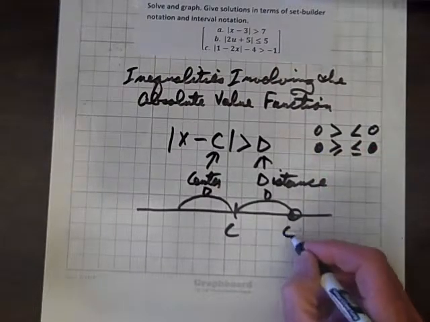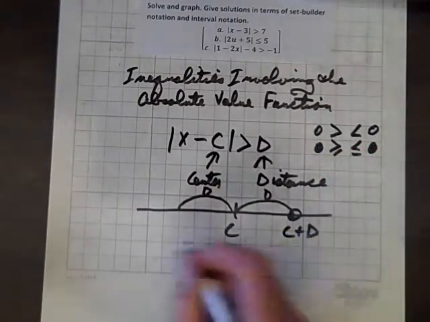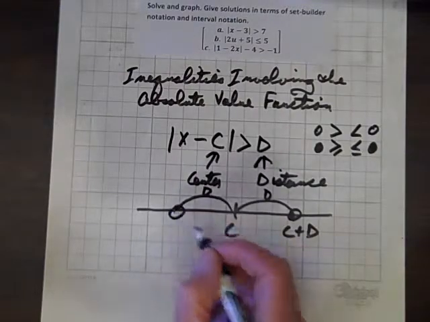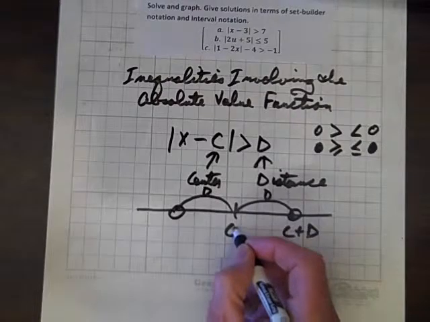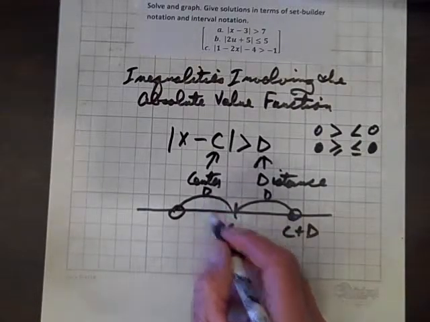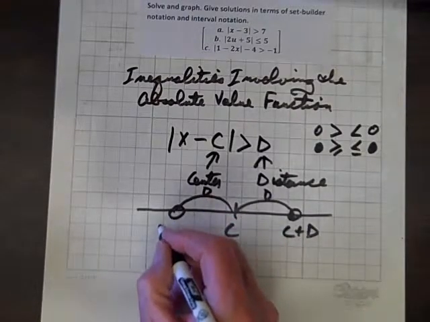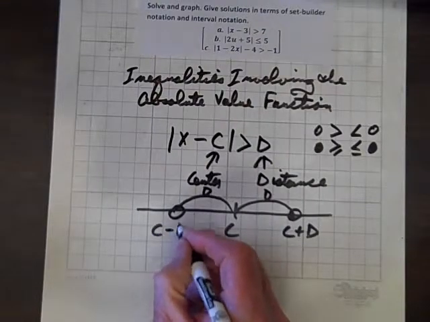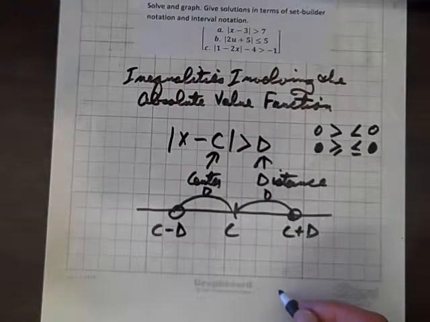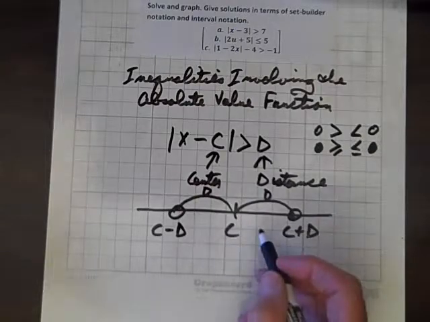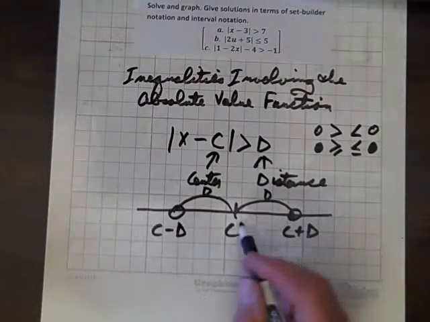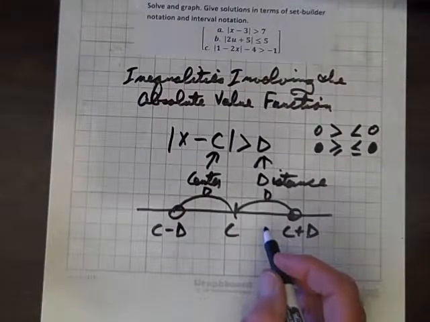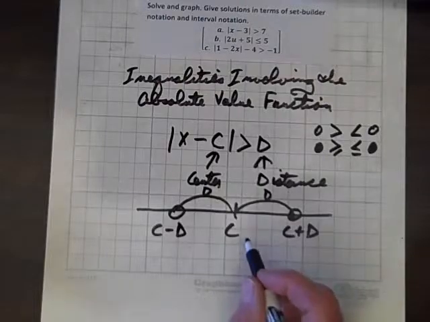So this will be C plus D. And let's see, open circle. And we're going to go C units and then subtract this distance from C and land right here. So that's C minus D. And once we get that far, we can do appropriate shading and solve the inequality.